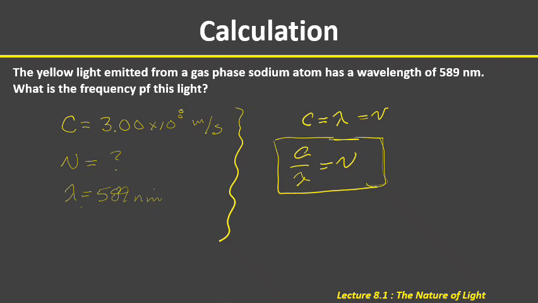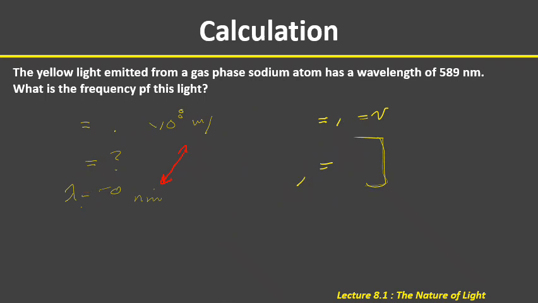Just as before, however, you can see again we have a unit problem. Our speed of light is in meters and our wavelength is in nanometers. So before we can do anything else, we need to fix that. So let's do a little unit conversion and then we'll plug it in and calculate our answer.